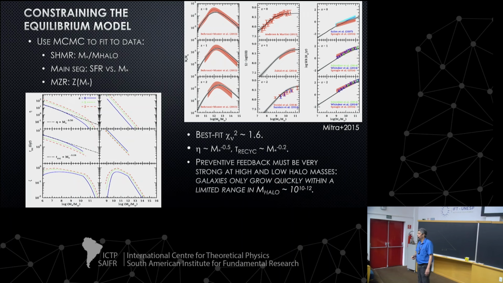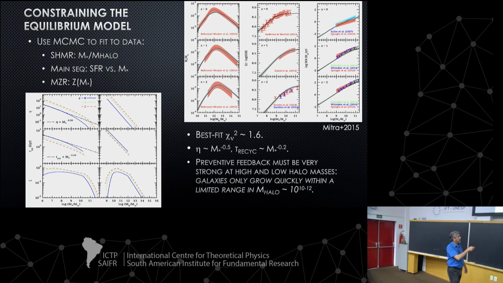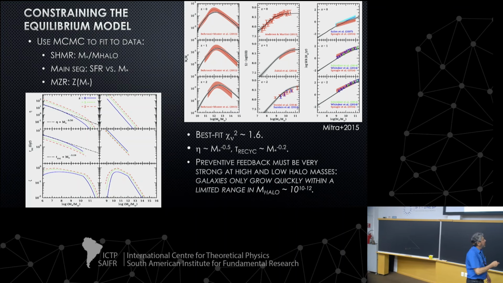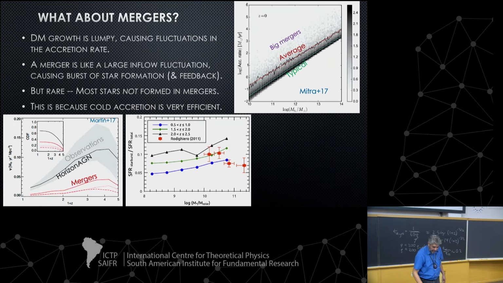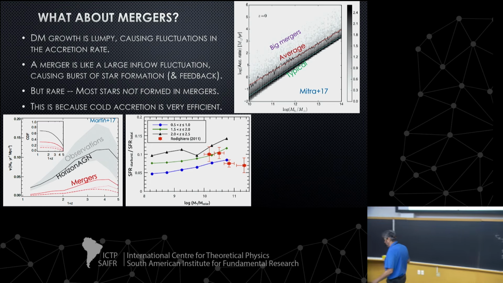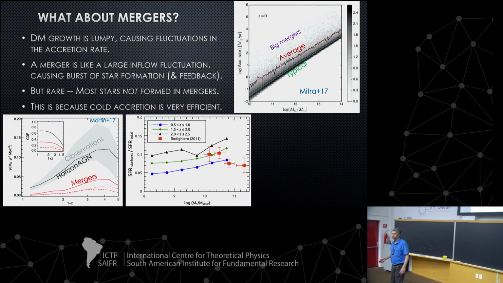Sorry, this is versus stellar mass, and this is versus halo mass. Okay. We're assuming these are power laws, that's why they look like power laws. So that's really interesting. You can get some intuition on how and where galaxies are forming.